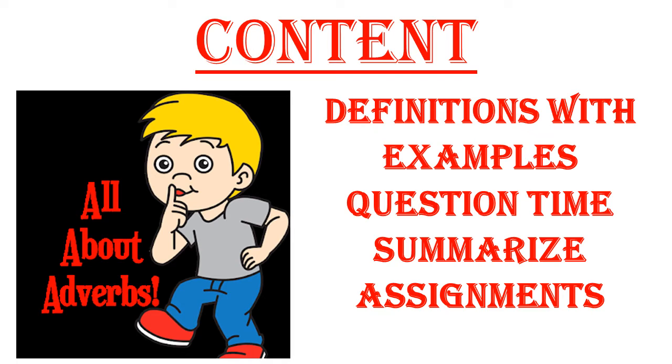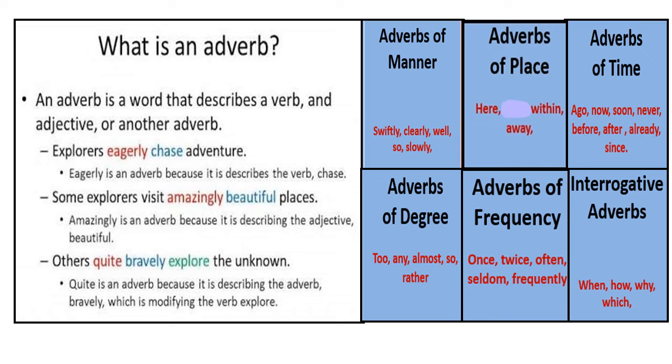So we'll learn all about adverbs, definitions with lots of examples. Then of course comes my question time for you all. We will summarize all that we have learned about adverbs and then of course your assignments. So let's look at what an adverb is now. An adverb is a word that describes a verb, an adjective or another adverb. In simple words, children, an adverb is a word or a set of words that modifies verbs, adjectives and other adverbs. It tells us when, where and how an action is performed.